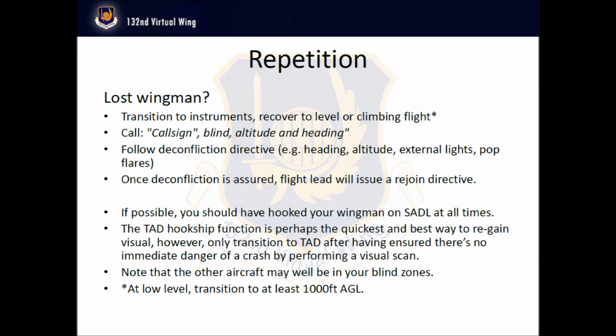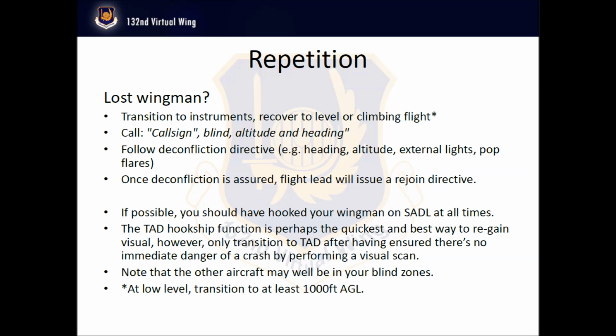The first thing to do is to alert the flight lead by calling blind and stating altitude and heading. At the same time, the wingman will have a quick look around and make sure the other aircraft is not dangerously close, for example 10 meters above your head or something of this order.